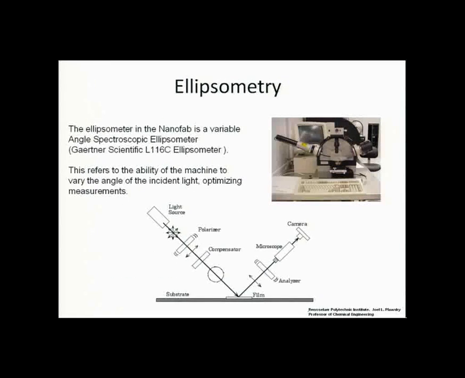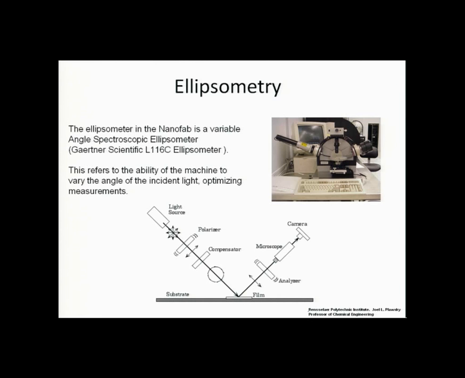Here is an example of a variable angle spectroscopic ellipsometer. It's a Gartner Scientific. In the image on the right, you again see a computer interface. On the left is a large laser. You see a center stage, and then the detector is on the right. This machine is able to vary the angle of incident light, and this helps us optimize images.